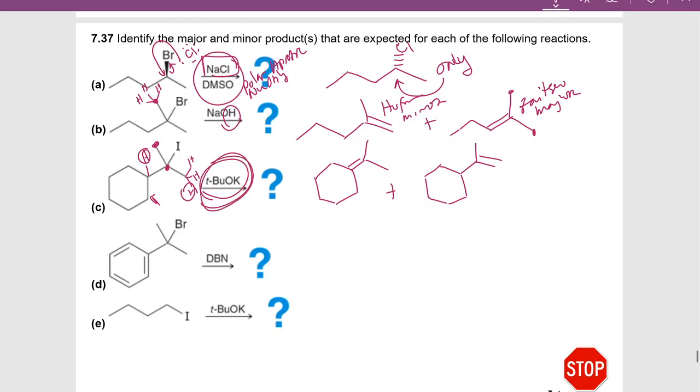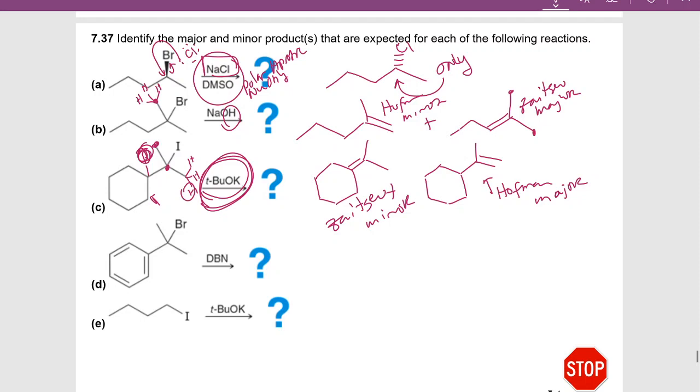We've got t-butoxide, which is a big bulky base. So what does that do? That gives us the Hofmann as the major product, and the Zaitsev as the minor product. That big bulky base can't reach this tiny hydrogen, this hydrogen that's not very accessible.